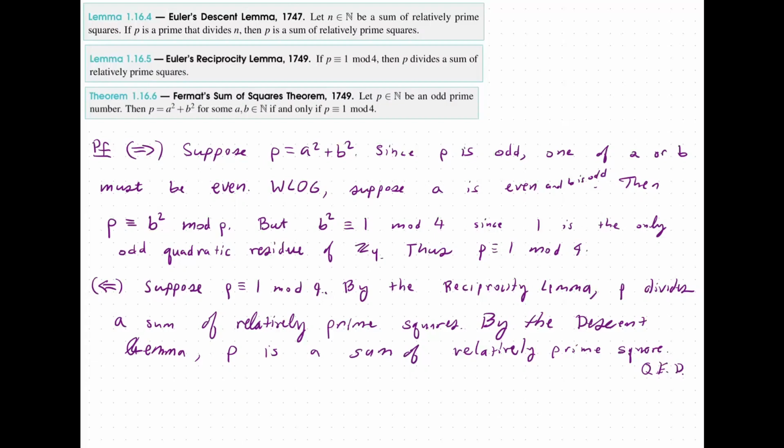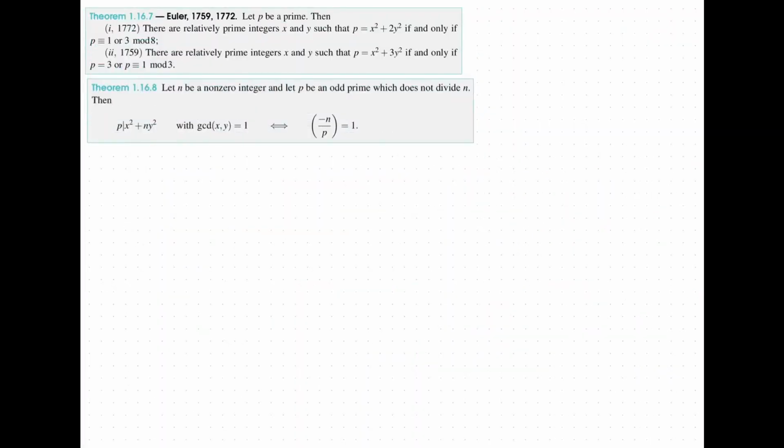And so let's go ahead and talk about what happened after for Euler. In 1749, he finishes this statement of Fermat. But Fermat actually wrote down a couple more conjectures, or things that he claimed to have proven. Alongside the sum of squares theorem, he also claimed to have proven the following: that p is equal to x squared plus 2y squared if and only if p is congruent to 1 or 3 mod 8, and that p is equal to x squared plus 3y squared if and only if p is equal to 3, or p is congruent to 1 mod 3.